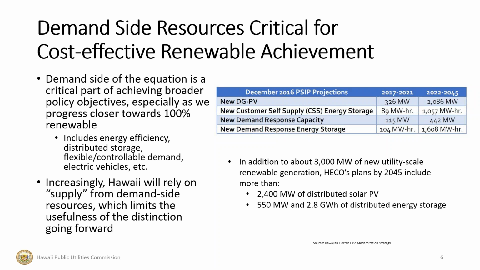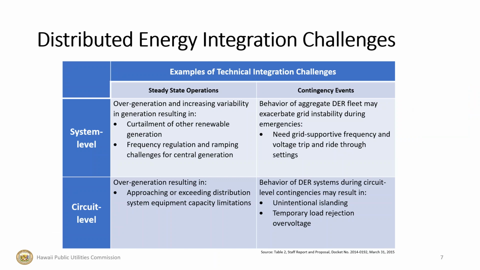So here's a kind of an oversimplification of some of the integration challenges that we've been dealing with for some of the distributed renewables. This table comes from a staff paper that the PUC issued a couple of years ago and describes some of these challenges. The table is organized in terms of the rows here: system level challenges, bulk power system level challenges, as well as more localized distribution circuit level challenges.